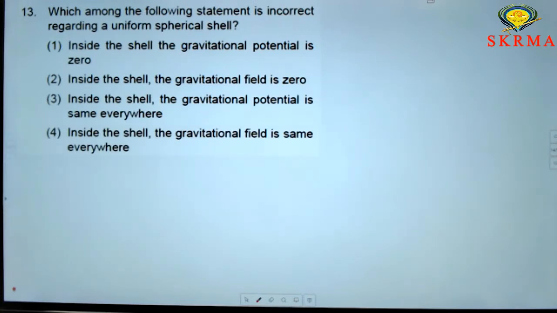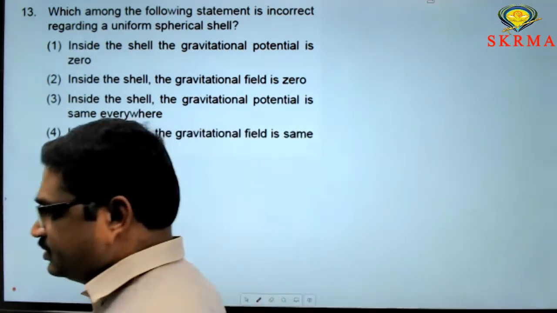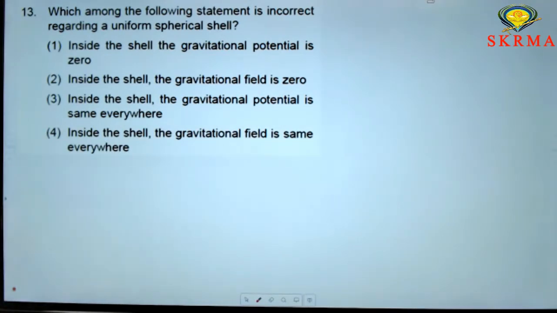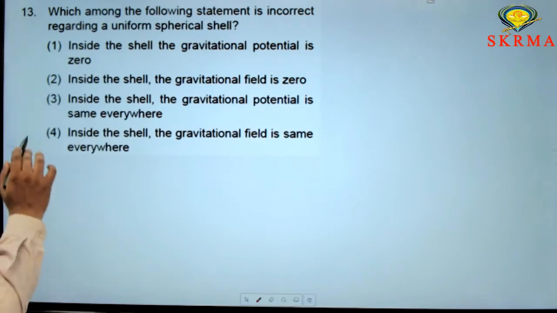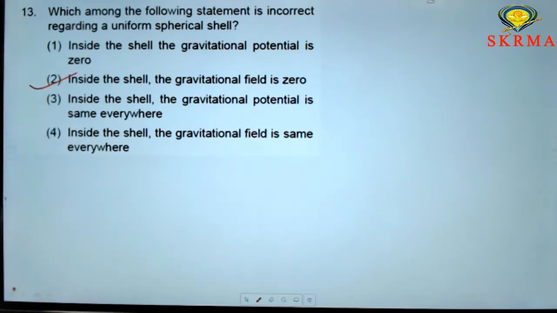Next. Which among the following statements is incorrect regarding a uniform spherical shell? Now go through each point. Inside the shell, the gravitational potential is zero. Inside the shell, the gravitational field is zero. Inside the shell, the gravitational potential is the same everywhere. Inside the shell, the gravitational field is the same everywhere. Now, which one are you going to select? Inside the shell, the gravitational field is always zero. Gravitational field will be zero, not potential. Potential is constant. So this one is correct.